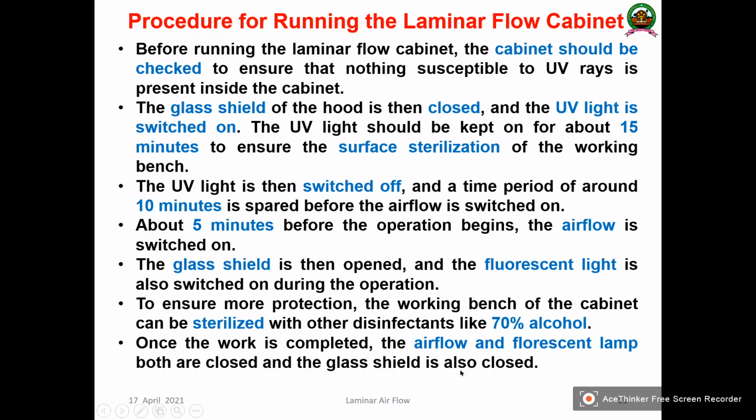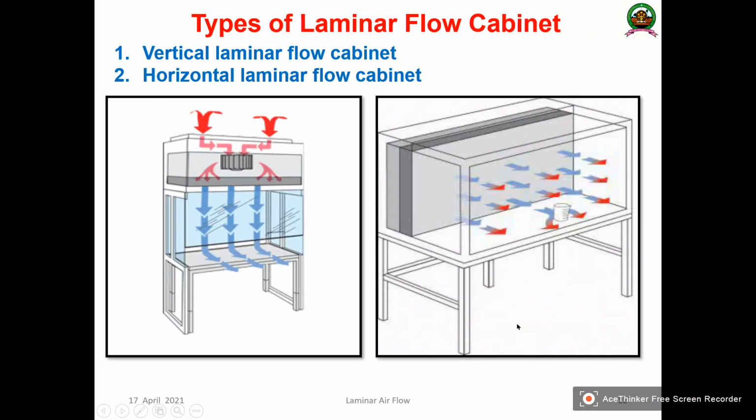Once the work is completed, the airflow and the fluorescent lamp both are closed and the glass shield is also closed. Then these are the two types of laminar airflow system. One is vertical laminar airflow cabinet. Next one is horizontal laminar airflow cabinet.